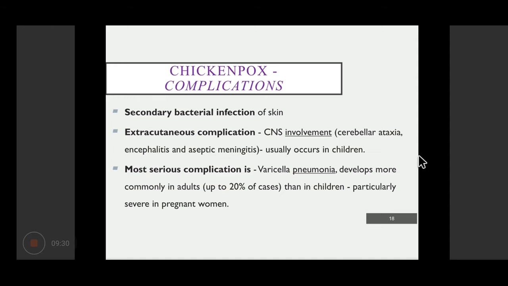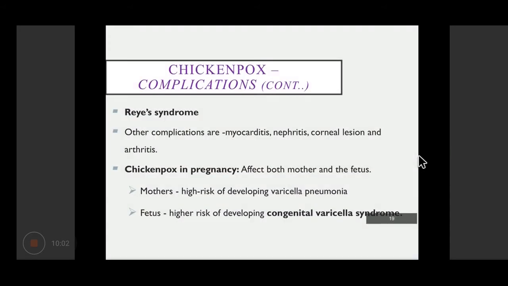Complications include secondary bacterial infections of these vesicular lesions. Then CNS involvement can be seen in the form of encephalitis or aseptic meningitis in children, but the most serious complication is varicella pneumonia, which is more commonly seen in adults. Otherwise, the disease itself is self-limiting, but if complications develop, then it can get relatively serious. Reye syndrome can also be seen, in which the liver and the CNS are involved. Other complications include myocarditis and nephritis.